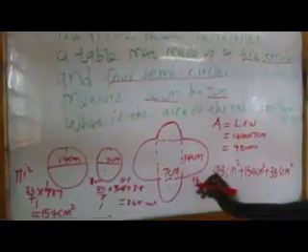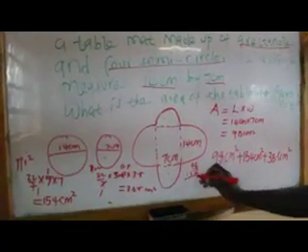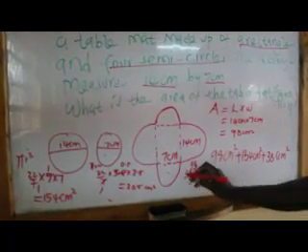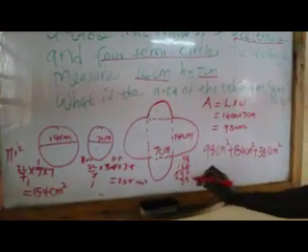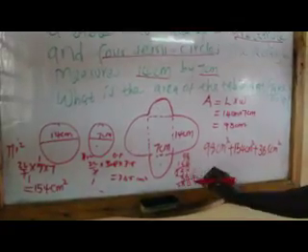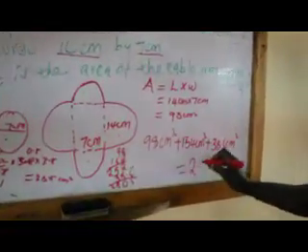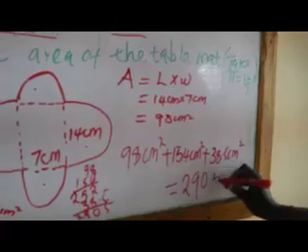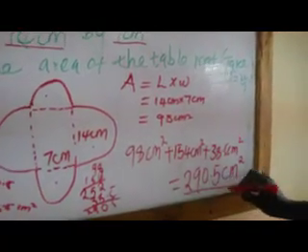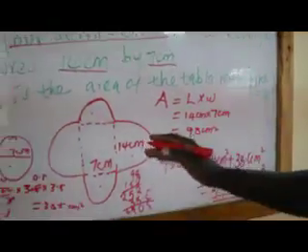Quick calculation, this is going to be 98 plus 154, which gives us 252, plus 38.5. Our answer is going to be 290.5 centimeters squared. Learners, that is the total area of the mat.